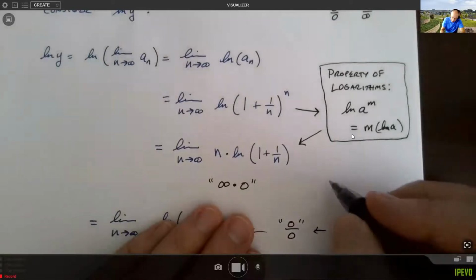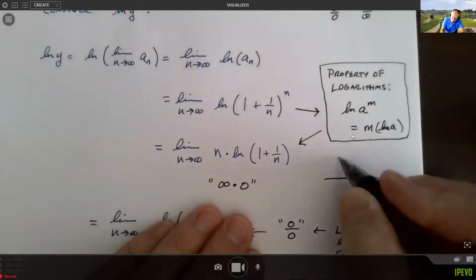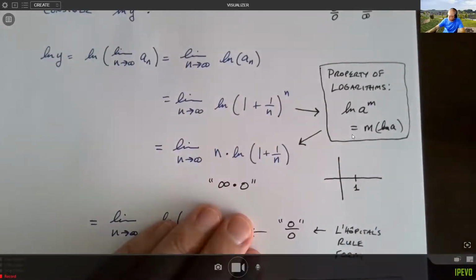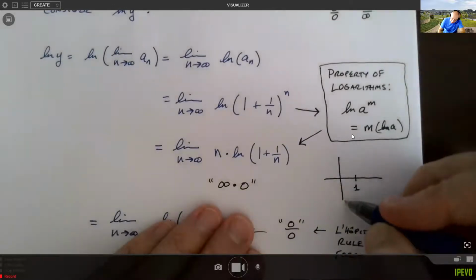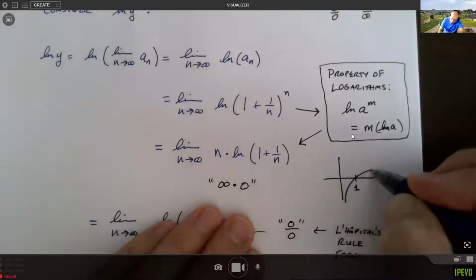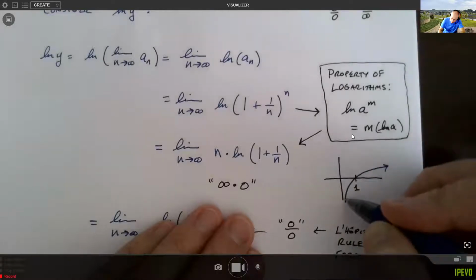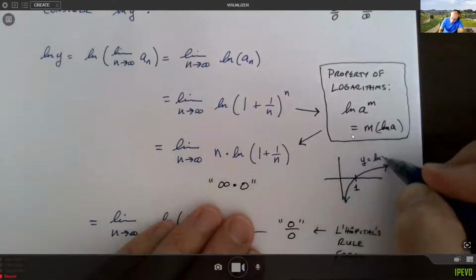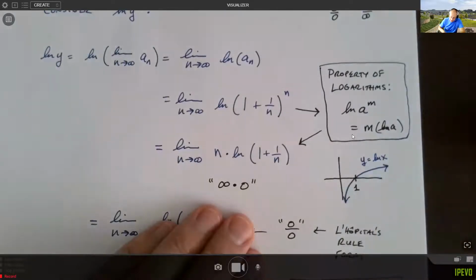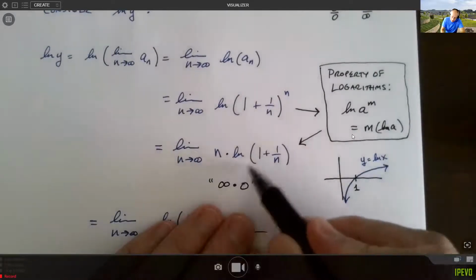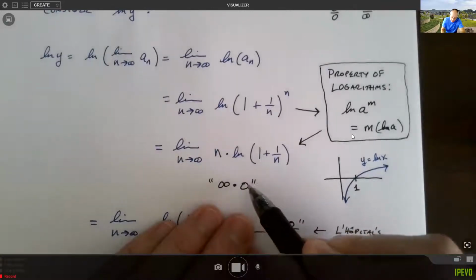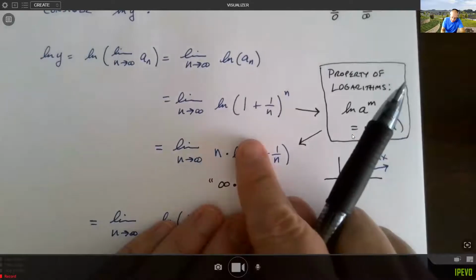If we were to graph the natural log function, we know that at 1, the value of the natural log function is 0. The natural log function has a vertical asymptote at x equals 0, but it looks like this. So we know that this thing is approaching the form infinity times 0. Well, that again is indeterminate. n is going to infinity.